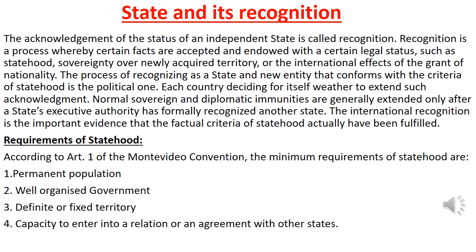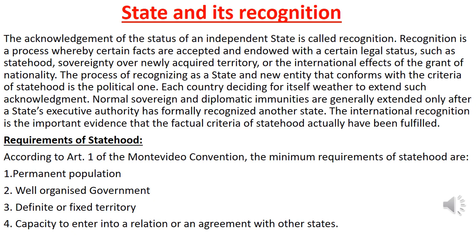In this process of recognizing a state, a new entity that conforms with the criteria of statehood is the political factor. Each country decides for itself whether to extend such acknowledgement or not. Generally, sovereign and diplomatic immunities are extended only after a state's executive authority has formally recognized another state. International recognition is important evidence that the factual criteria of statehood actually have been fulfilled.